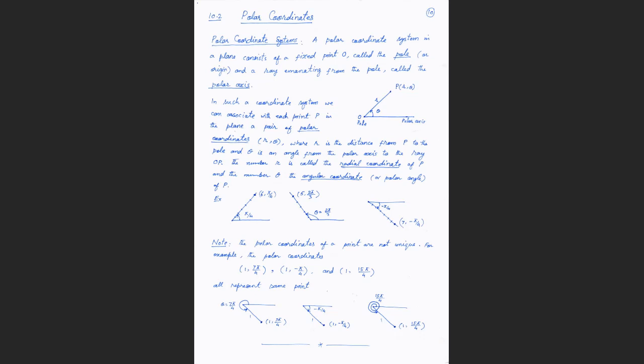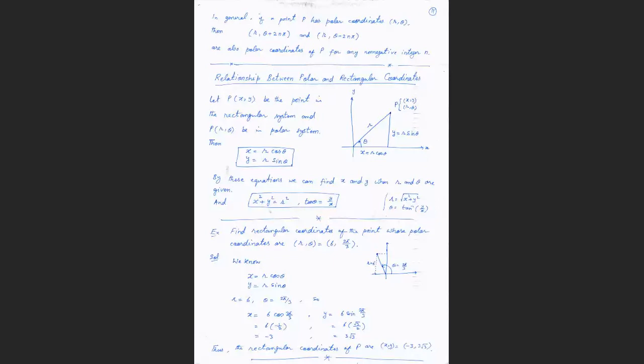What is the relation between the polar coordinates and the rectangular coordinates? If you have polar coordinates r and theta given, how can you find the rectangular coordinates, how can you find x and how can you find y? There are formulas: x is equal to r cosine of theta and y is equal to r sine of theta, which will give you the rectangular coordinates from the polar coordinates.